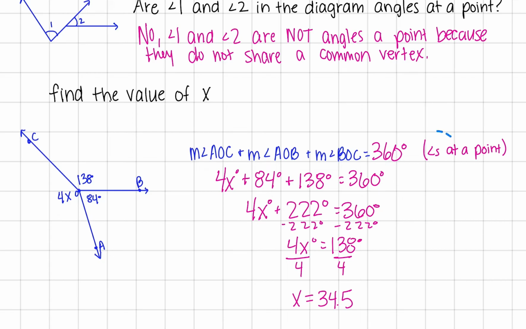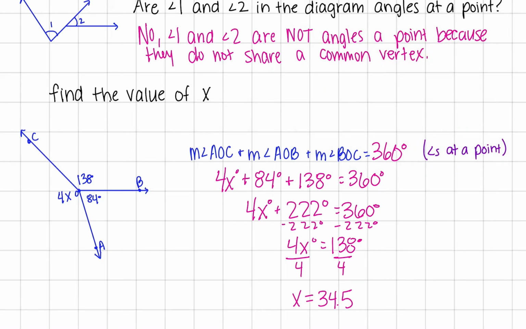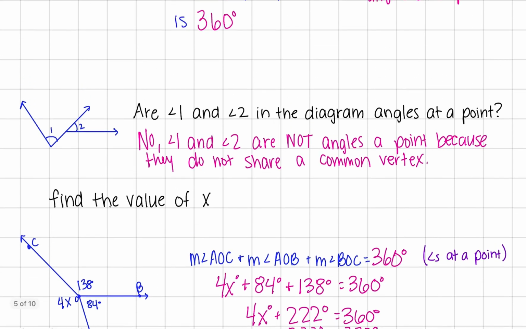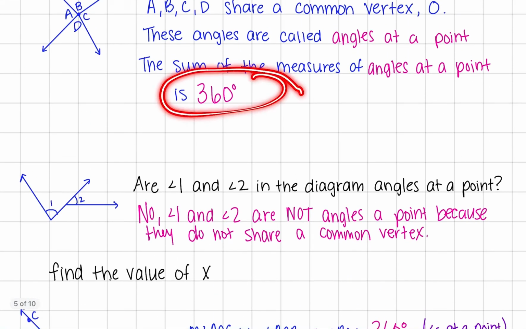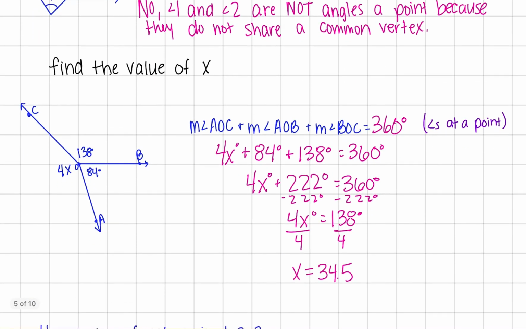Now make sure that you write the reason that you know this. Remember, we're working on our logic skills here, so you can't just say, oh yeah, these add up together to 360. How do you know that? Well, I know that they're angles at a point, and angles at a point tell us that the sum of the measures is 360. Okay. All right.